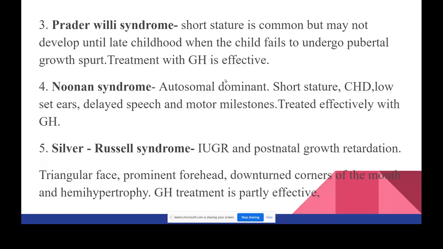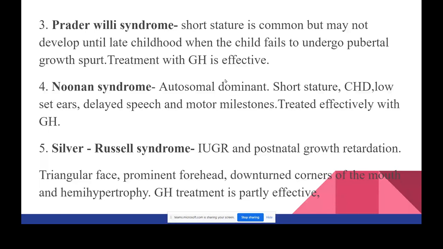And the Noonan syndrome, again, it's similar to Turner but autosomal dominant. Short stature, peripheral pulmonary stenosis, low set ears, delayed speech, and motor milestones. That again can be treated effectively with growth hormone.